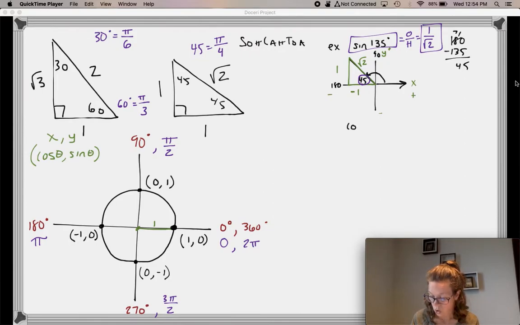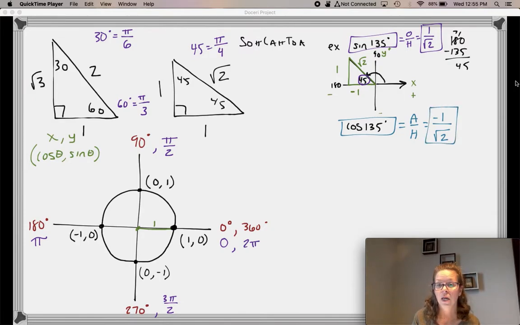If we do a cosine of 135, we use the same picture because we already have the graph of what that angle looks like. But the difference now is for cosine, we want to think of SOHCAHTOA as adjacent over hypotenuse. Now adjacent to that origin 45 angle is the negative 1, and hypotenuse is square root of 2. So now our answer would be a negative 1 over square root of 2. Okay, we could do a tangent.